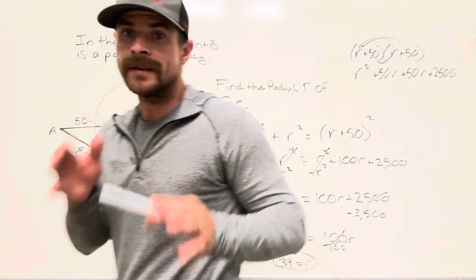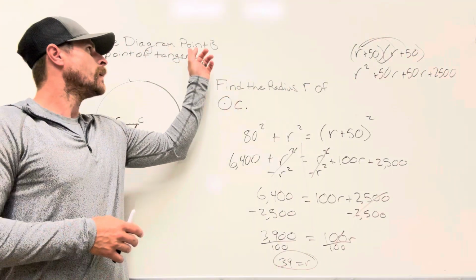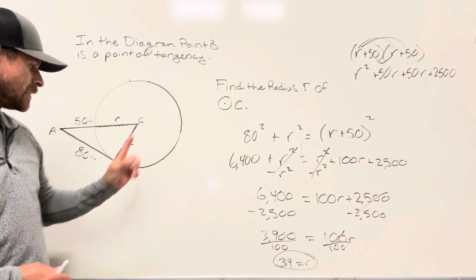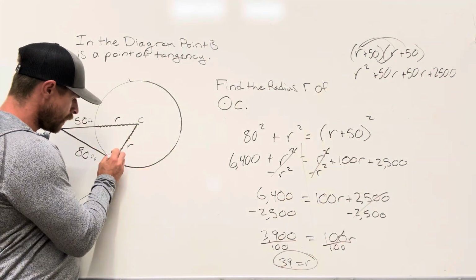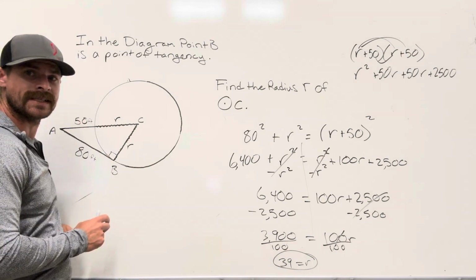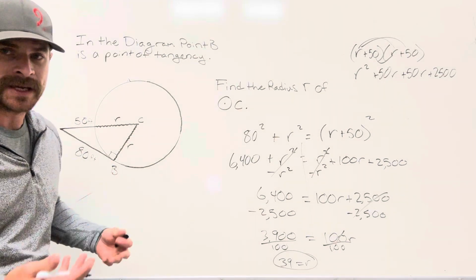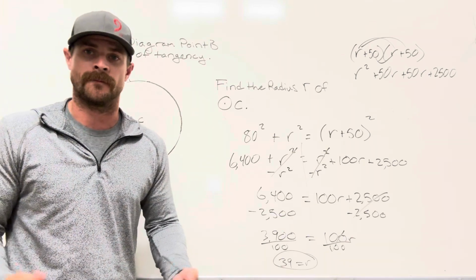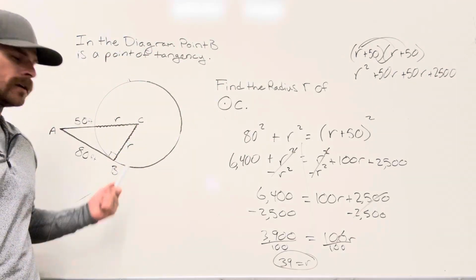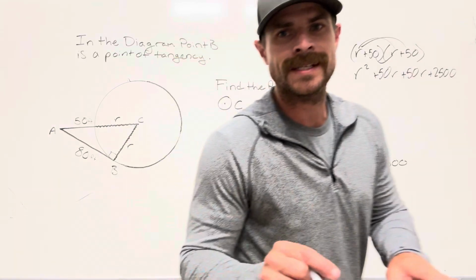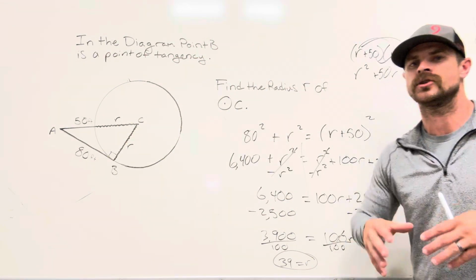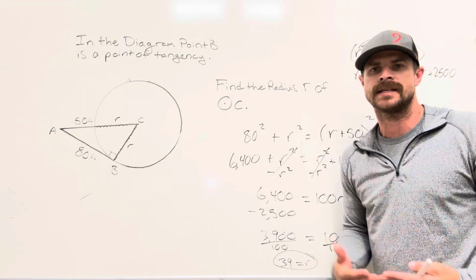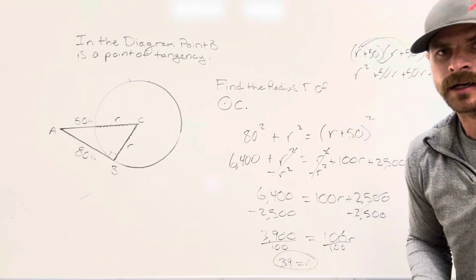So you're realizing that because they tell you point B is a point of tangency, that gives you this information. Once you know that it's a 90-degree angle there, you can use the Pythagorean theorem just like you would with any other right triangle to solve this problem for the radius. Hopefully this makes sense. If you get a problem like this, stop and think about what route you need to take to get there, and study hard and good luck on your upcoming test.